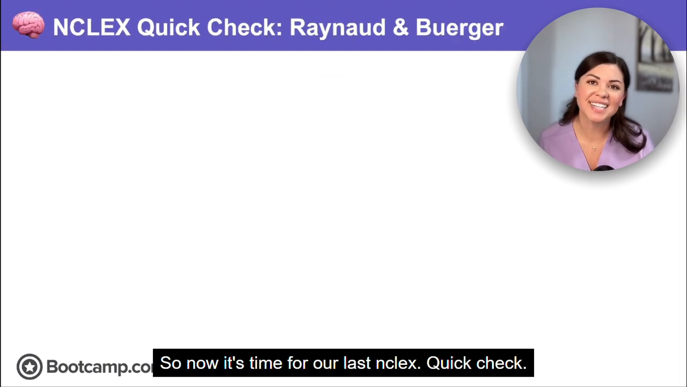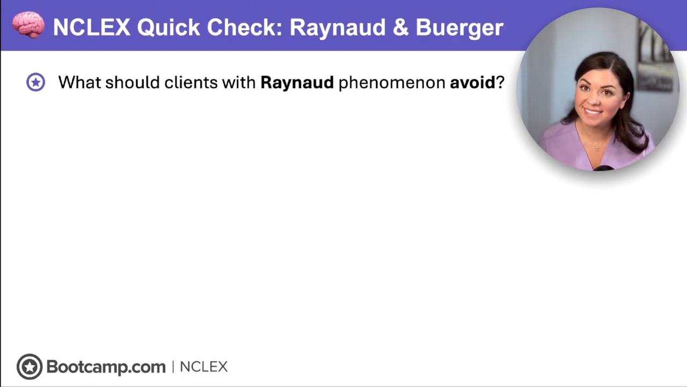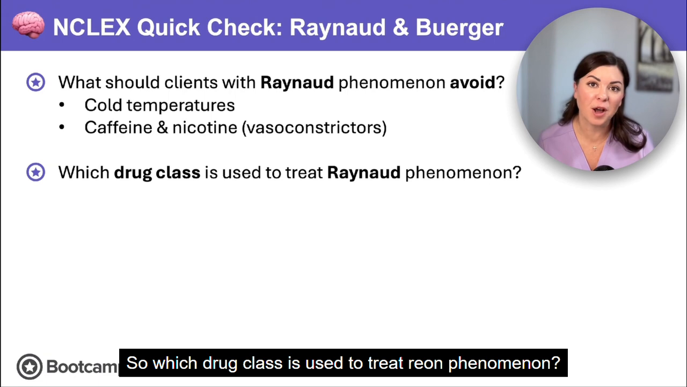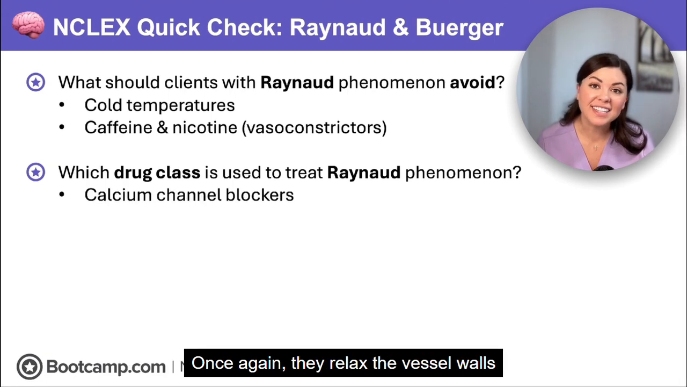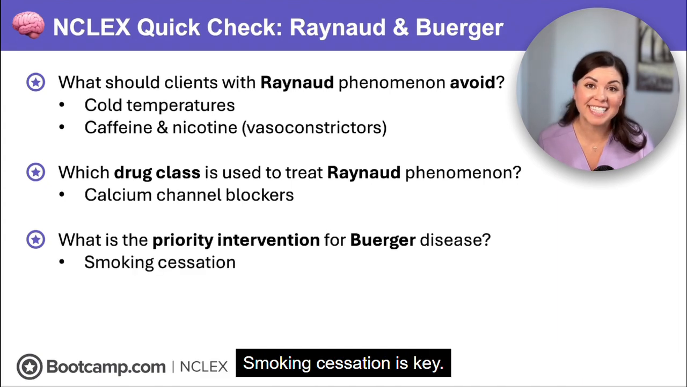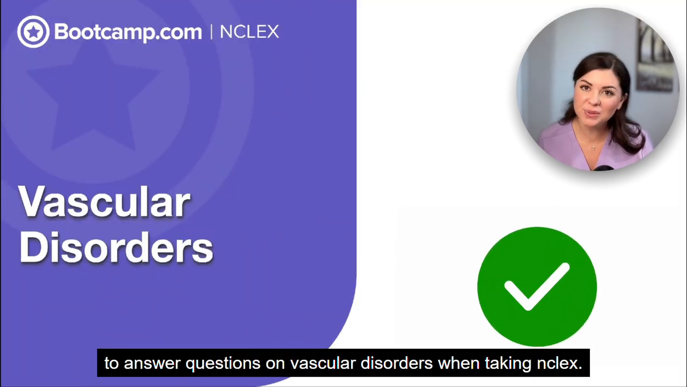So now it's time for our last NCLEX quick check. What should clients with Raynaud phenomenon avoid? Cold temperatures and vasoconstrictors, think caffeine and nicotine. So which drug class is used to treat Raynaud phenomenon? Calcium channel blockers. Once again, they relax the vessel walls and help restore perfusion. And finally, what is the top priority intervention for Buerger disease? Smoking cessation is key. So now you are ready to answer questions on vascular disorders when taking NCLEX.